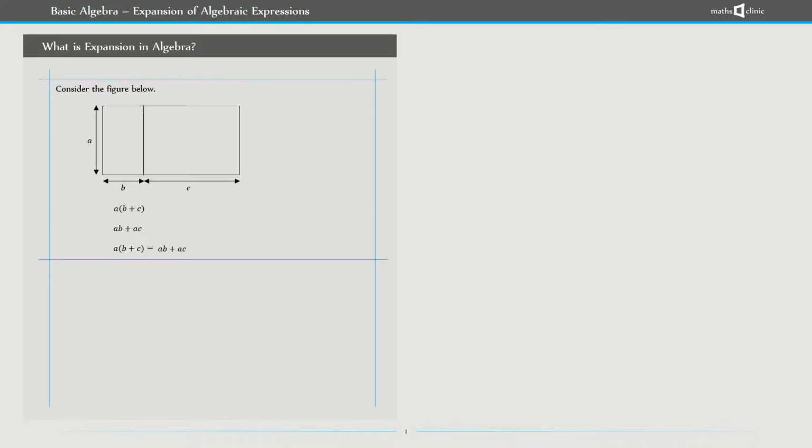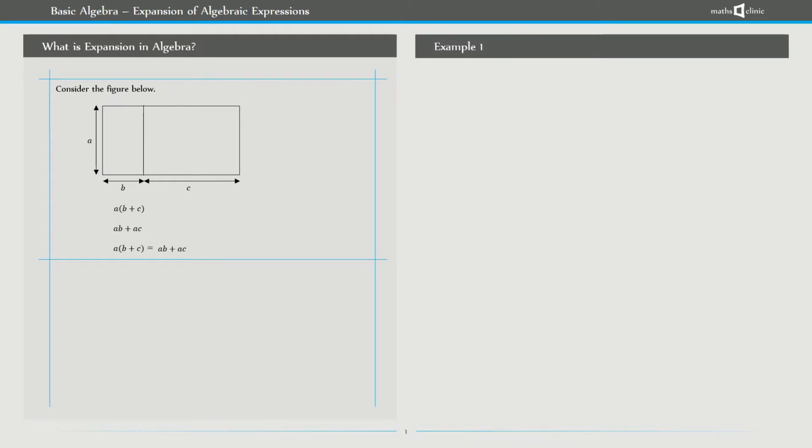There really isn't much else to learn as regards expansion. That's the idea: you have a bracket, and how do you go about eliminating said bracket? So let's go ahead and solve a few examples. It does get a bit more complicated than that, but let's find out.